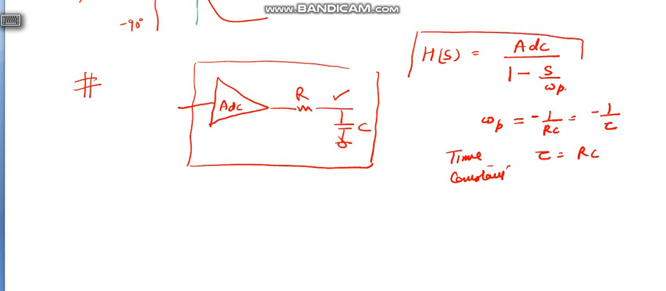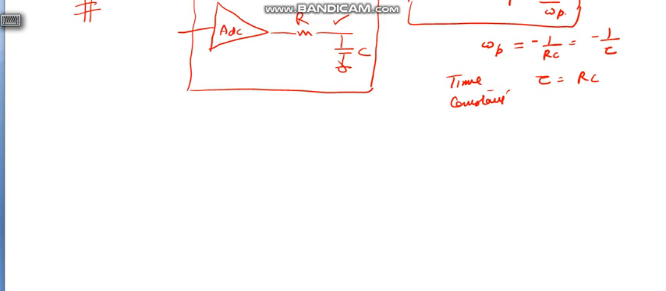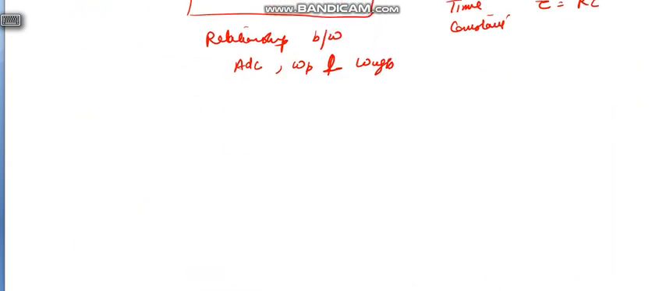Now for this let's consider 3 cases, and in this we will also find the relationship between ADC, the DC gain, omega p, and omega UGB. The UGB frequency is the unity gain frequency, where the gain goes to 0 dB or the magnitude becomes 1. Now let's consider case 1, when omega is much less than omega p.